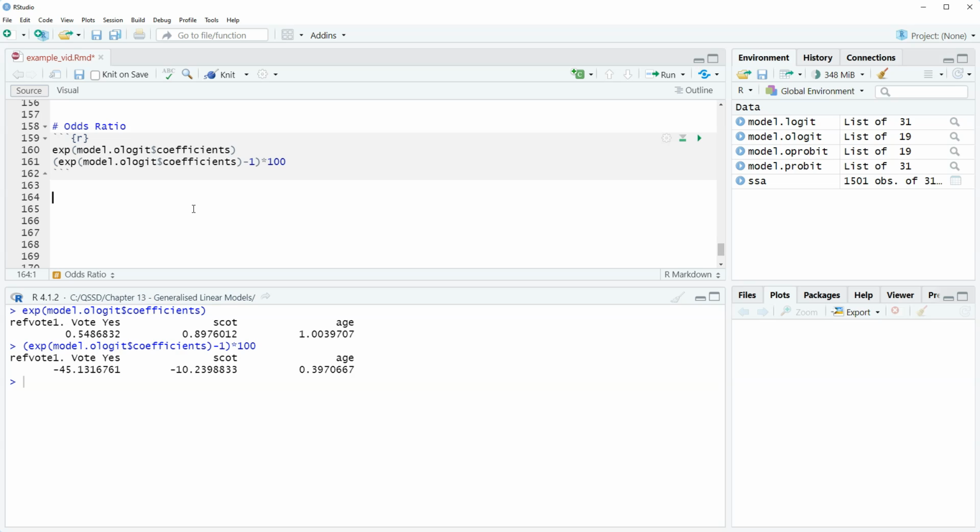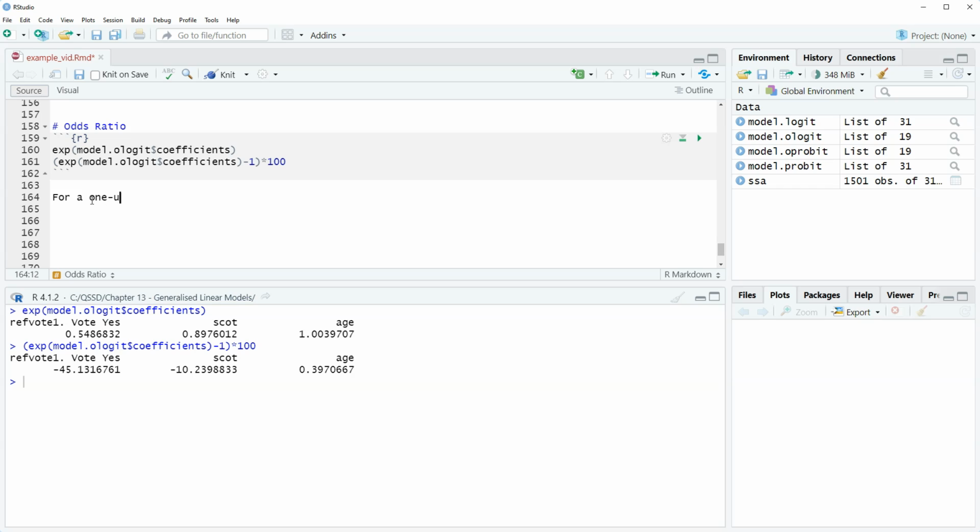Okay, let's do this. I'm going to do the interpretation for both of them. So we can interpret Refvote and Scott. Age is not significant, but I want to give an example of both an ordinal variable interpretation and then the dummy, because we haven't done the dummy yet. I'm going to start with the Scott one.